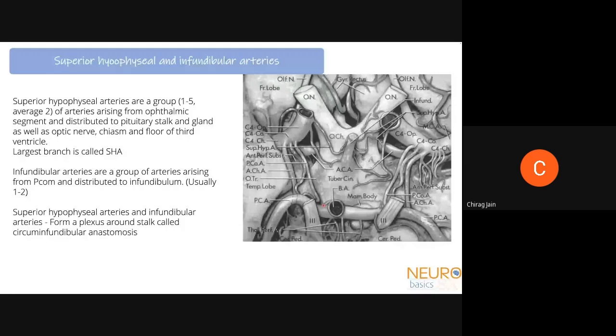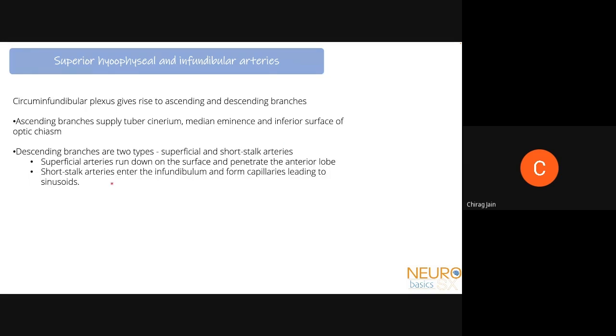The infundibular arteries, on the other hand, predominantly arise from the PCOM, and they go into the infundibulum. The superior hypophyseal arteries and the infundibular arteries will then join together and form a plexus, which is known as the circuminfundibular anastomosis. This anastomosis, once formed from these arteries, gives rise to ascending and descending branches.